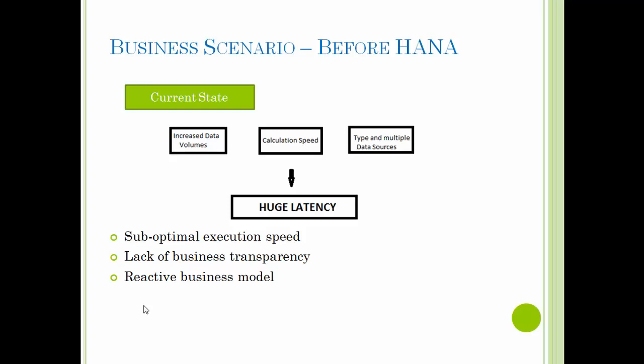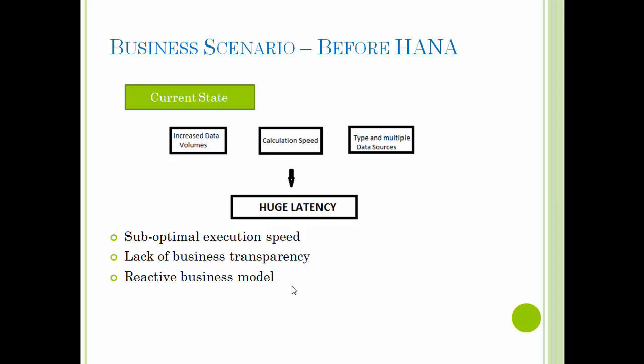So hence traditional databases of online transaction processing systems do not use all available hardware efficiently. Though it had limited hardware, it did not use it efficiently. Hence, as a result, we see that there was a huge latency in obtaining real-time information for business decisions. The real-time decision making was not at all possible using the traditional databases. So in simple words, suboptimal execution speed, lack of business transparency, reactive business model did not work out for the business.